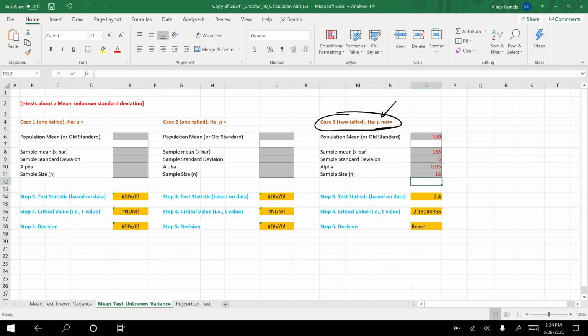If you see, we got a test statistic value of 2.4 and a critical value of 2.131. So you are rejecting the null hypothesis. That's how you are going to solve these kinds of problems. This concludes my lecture on the T statistic. In the next lecture, I will talk about the one-tailed T statistic, where I will try to solve a hard problem. Thank you.